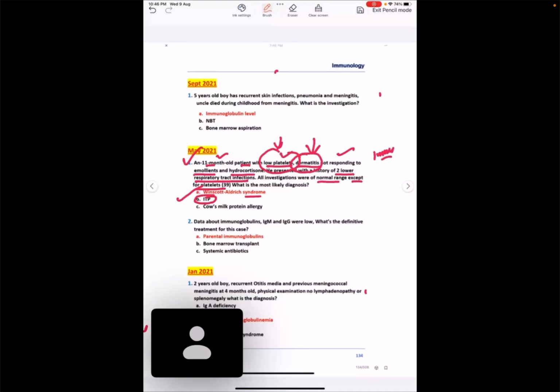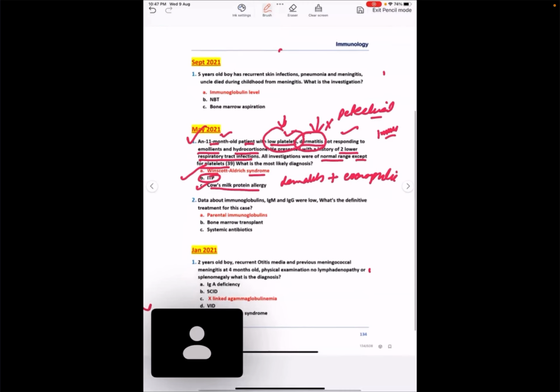ITP is not dermatitis, there is petechial rash in a normal child, right? Cow's milk protein allergy is not going to present with this dermatitis with low platelet. That is dermatitis, like any skin involvement, plus eosinophilia. So that is why this is not a case of cow's milk protein allergy. Okay. Next, question number 2.